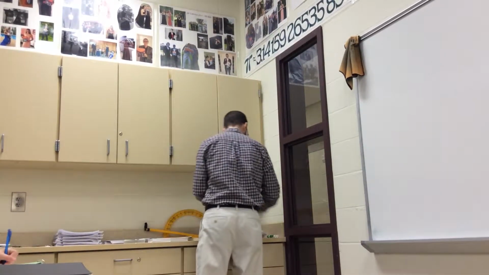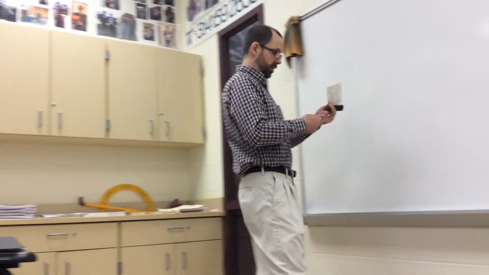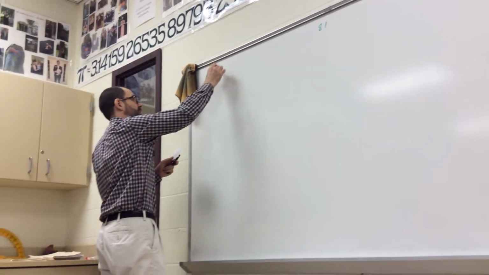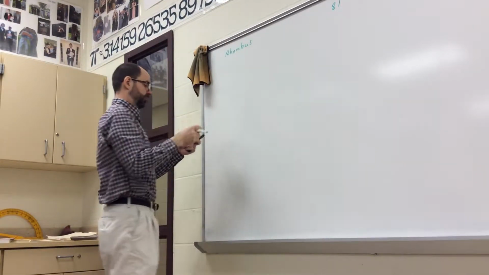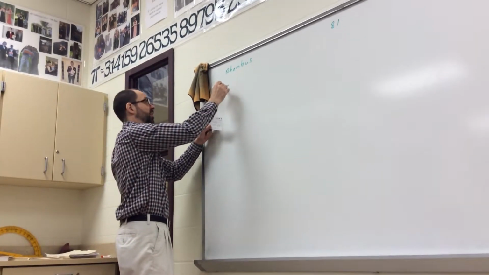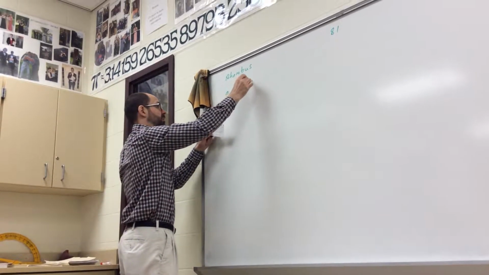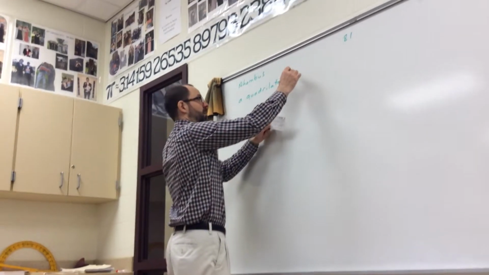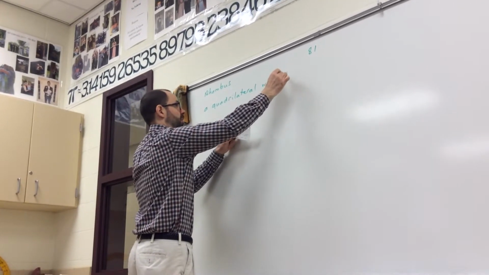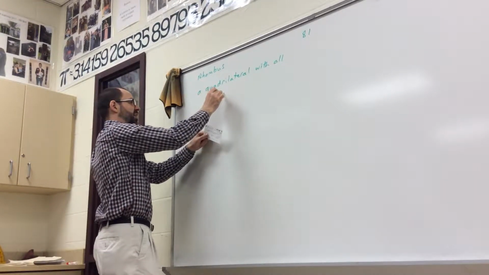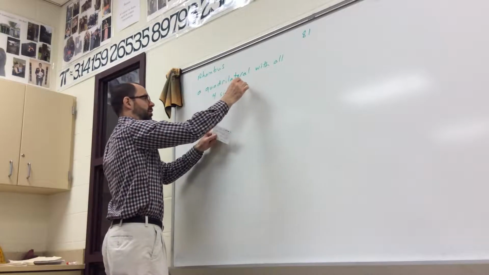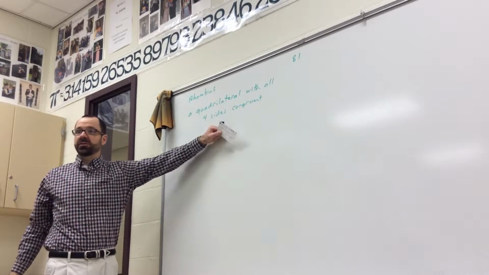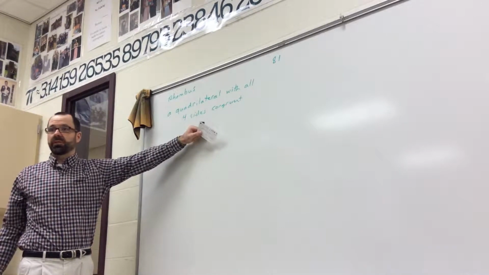This is number 81. Title is Rhombus. A rhombus is a quadrilateral with all four sides congruent. A quadrilateral with all four sides congruent.